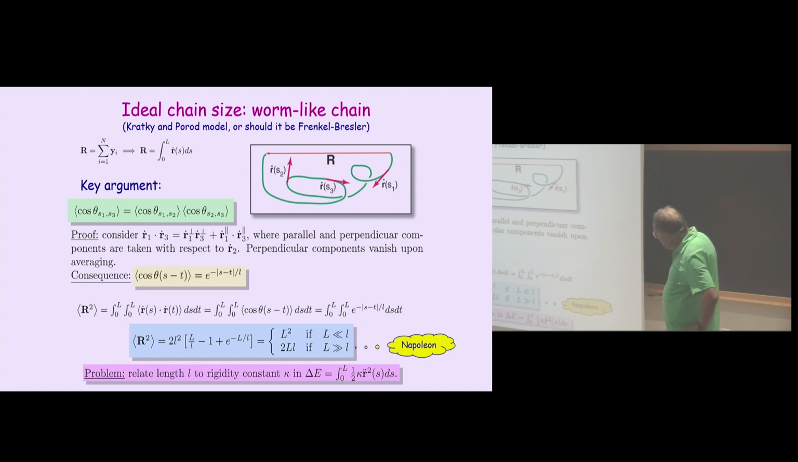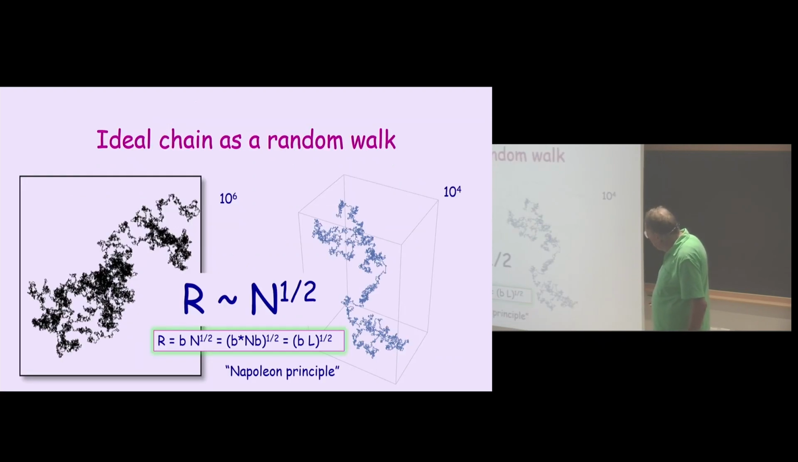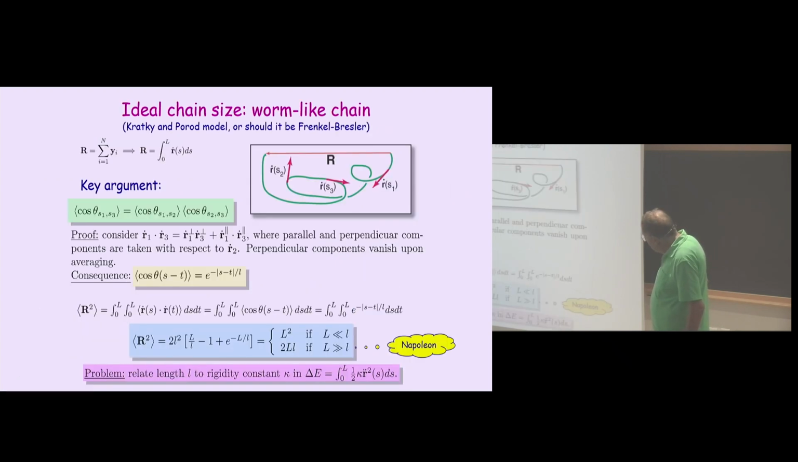That means this little l, or rather 2l, this 2l, plays the role of effective segment. It's called effective or Kuhn segment because this smoothly bending object can be presented as this random walk with effective segment size to be this 2 little l. So now it's time to say what is really this little l.